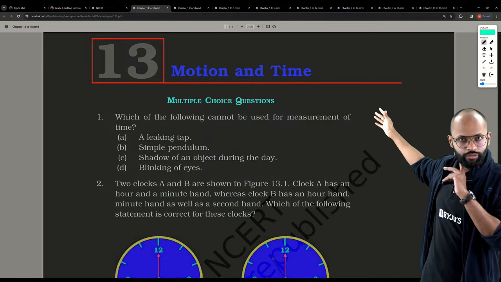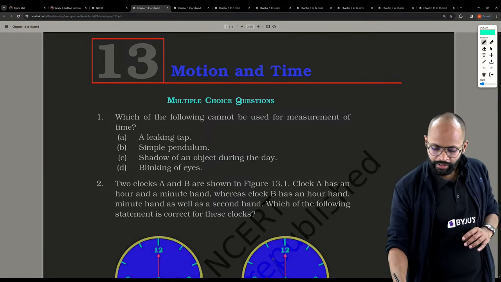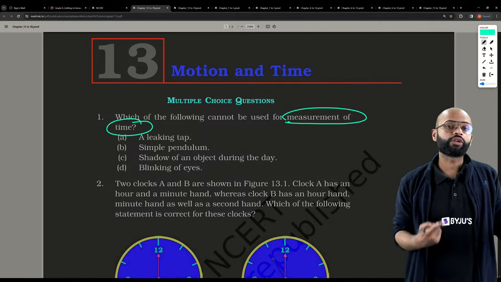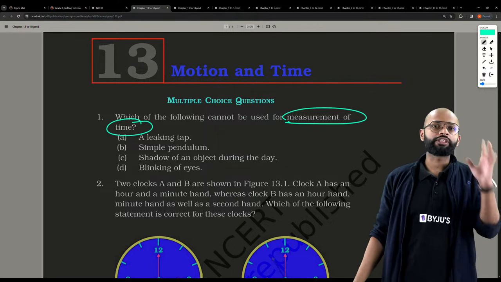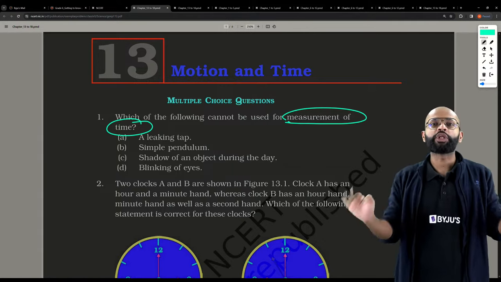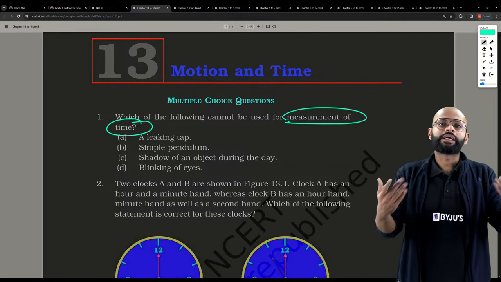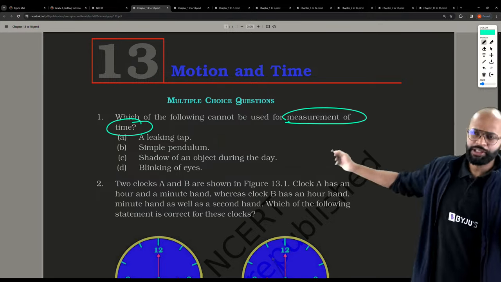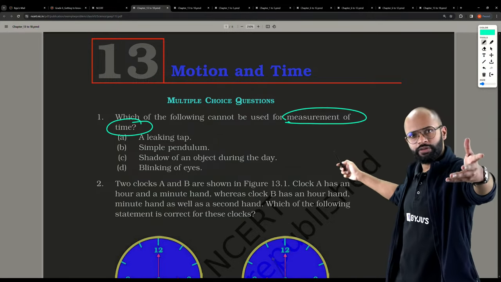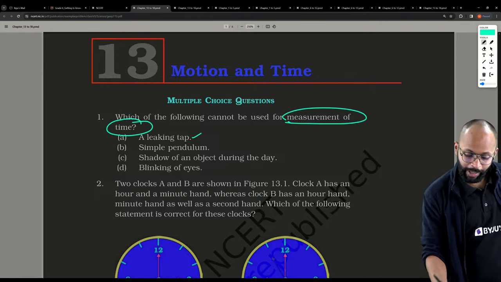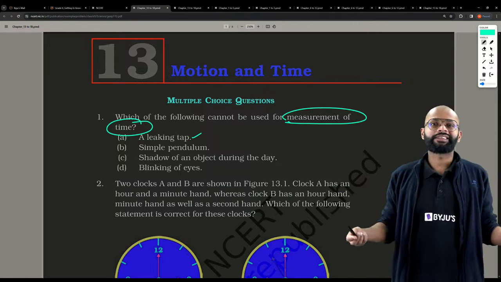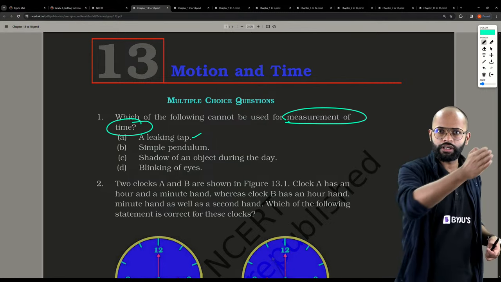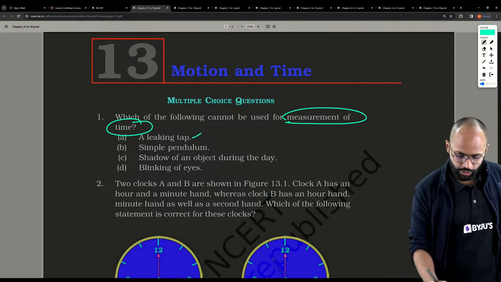Listen, everyone, the child is asking the question about measurement of time. What is it that you cannot use? For time measurement, what is the first requirement? You want something periodic. Sir, what is periodic? Something which repeats itself after a fixed period of time. Okay? Just now I told you, a leaking tap is sort of periodic. So a leaking tap I can use. Simple pendulum, we always use. What is inside a clock? Grandfather clock, tick, tick, tick. So that is a simple pendulum, it is used.